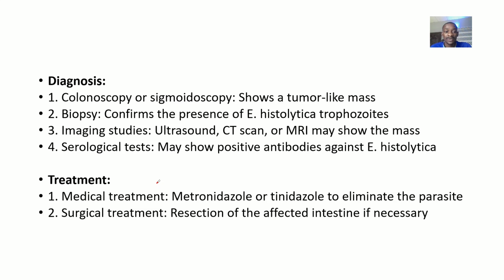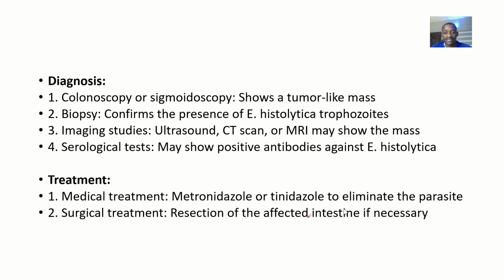For diagnosis, you can use things like colonoscopy and sigmoidoscopy, since it is affecting more of the sigmoid colon and the ascending colon. Then biopsy, where you are trying to find the presence of Entamoeba histolytica. Then imaging studies like ultrasound, CT scan, and MRI may show a mass. Serological studies may show positive antibodies against Entamoeba histolytica.